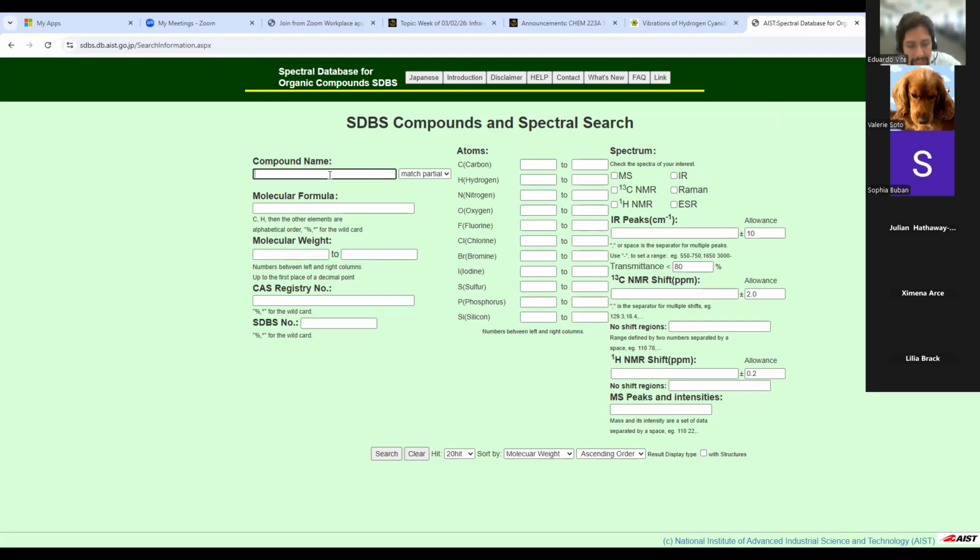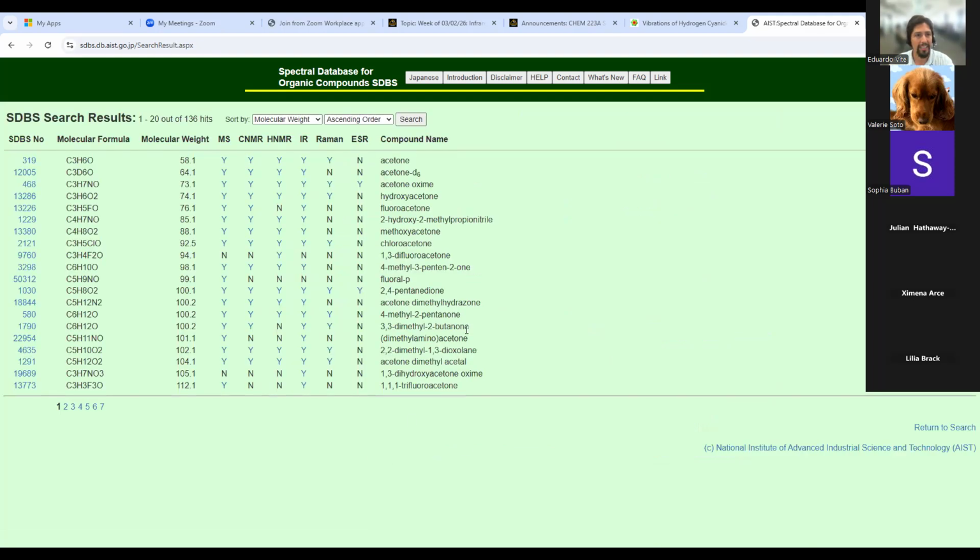So let me give you an example. I'm going to type in here acetone, and I'm going to click search. And you're going to see all of these results show up. Under where it says IR, click yes.